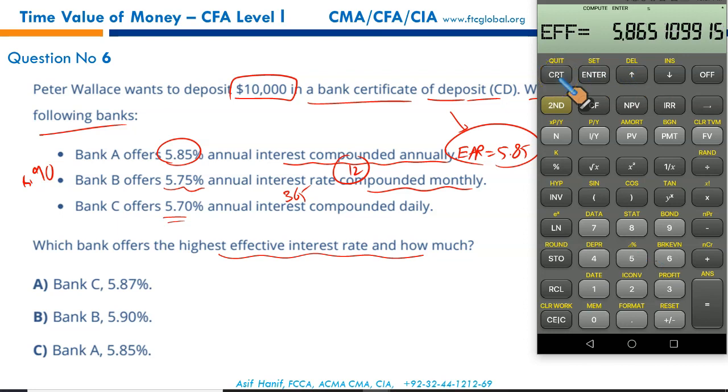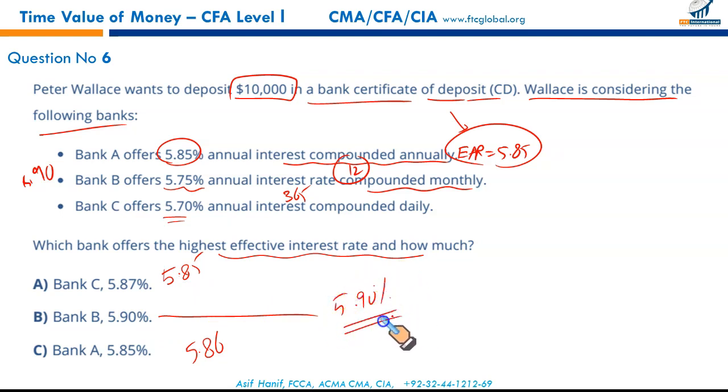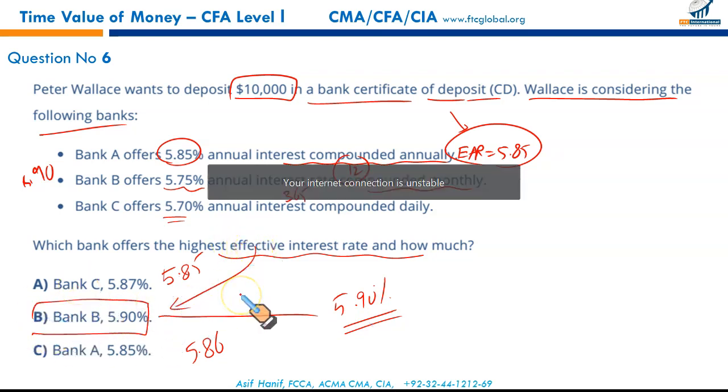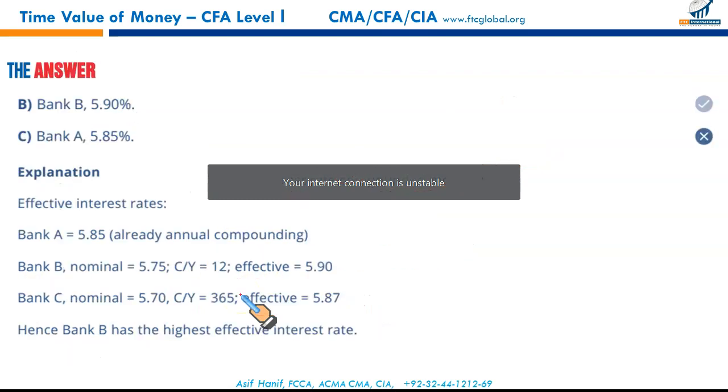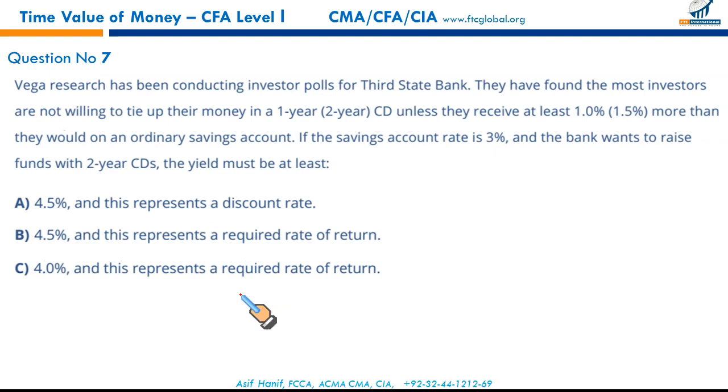It's 5.86. So now we have 5.86 for Bank C, 5.85 for Bank A, and the highest is being offered by Bank B, that is 5.90. Right, even 5 basis points, but this is the one that we are going to go for. The highest effective rate is being offered by Bank B, so that makes B our correct option. Okay, moving on.